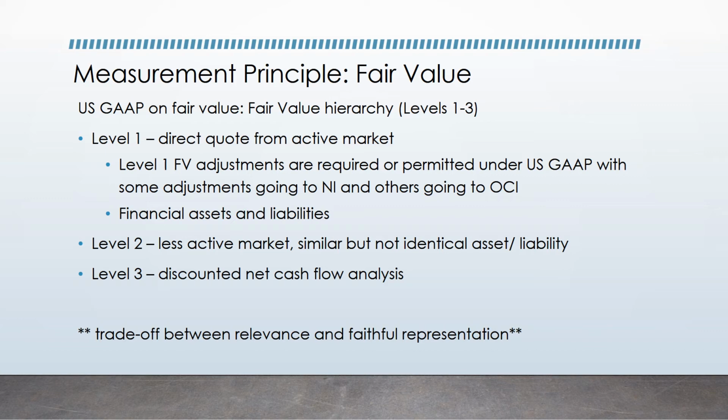So the fair value hierarchy applies to both financial assets and financial liabilities. For level 2, it's a less active market or a similar but not identical asset or liability. And level 3 is a discounted cash flow analysis. So to do a discounted cash flow analysis, you've got to do a lot of estimates there. You've got to estimate inflows, estimate outflows, estimate the period of time over which you would be receiving these cash flows, and then come up with the appropriate cost of capital. So that one's going to be pretty subjective, and under US GAAP, we might use that for an impairment loss, but we would not likely report an asset at a level 3 fair value number.